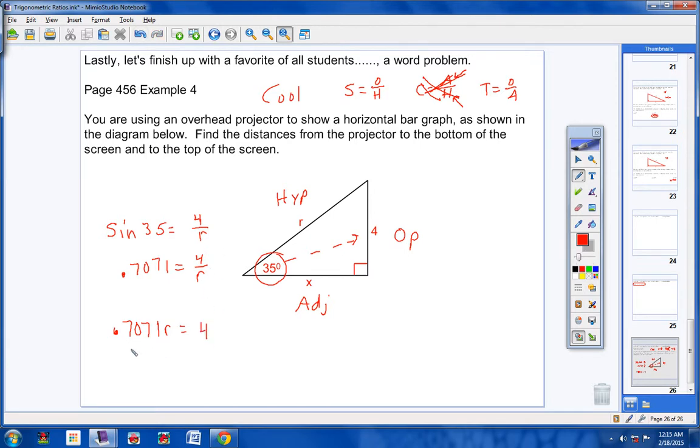Now you know how to solve this. Divide both sides by what? 0.7071. These cancel, and R equals, let me get out my calculator here real quick.